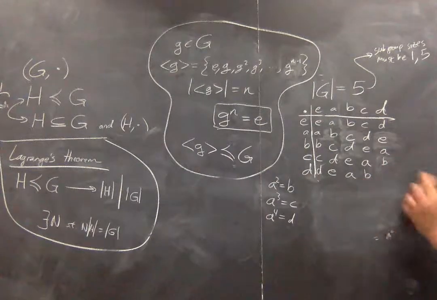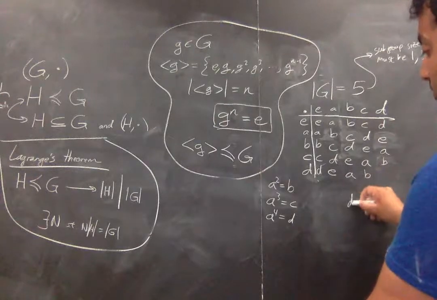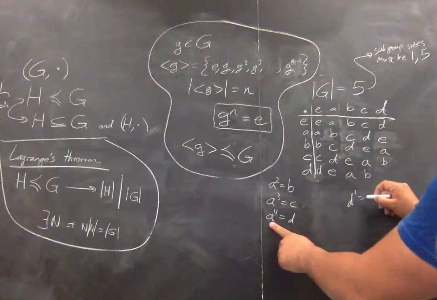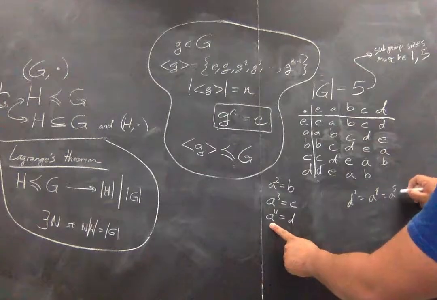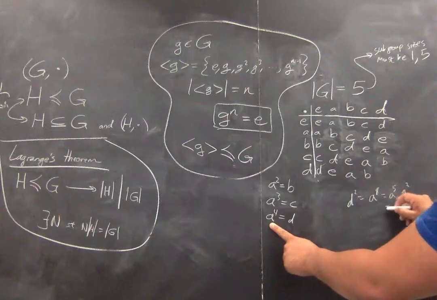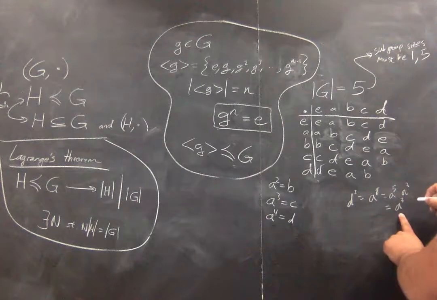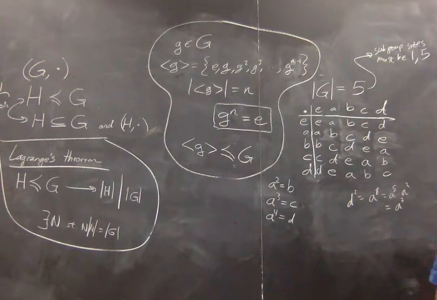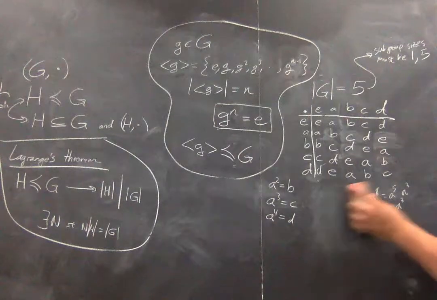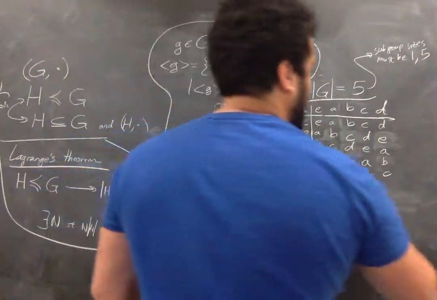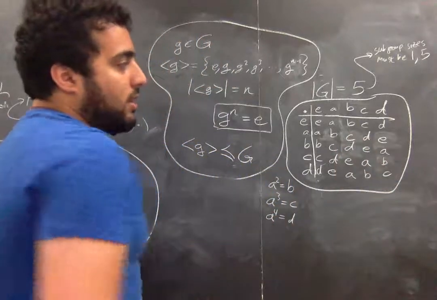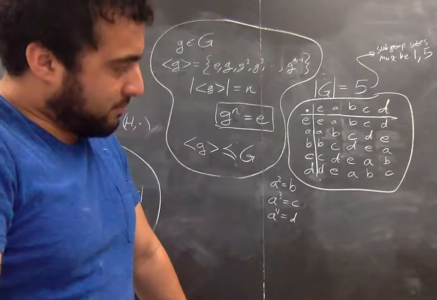And finally, D times D, D squared. D is A to the fourth, so this is A to the eighth, which is A to the fifth times A cubed, which is just A cubed, and A cubed is C. And there we go. So now you can tell your friend, you can hand them this table. It's a very symmetric, nice table as well, and you can get your reward.